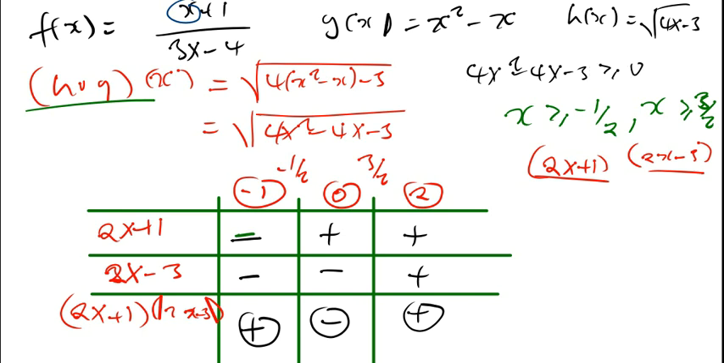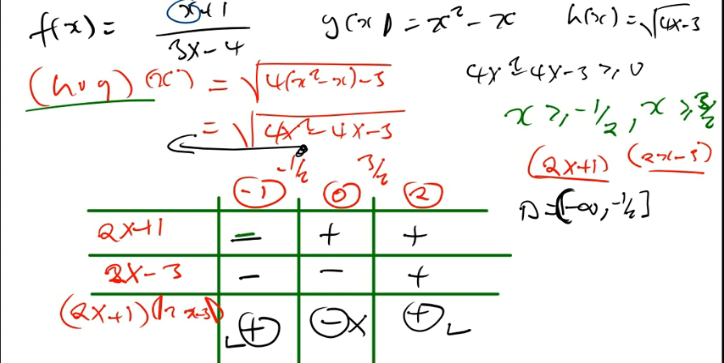This is greater than. So if it's greater than or equal to, then we are going to get the positive part. This guy and this guy, and that guy is not the answer. So then the domain in this case, we are starting from this point going to negative infinity, not included, all the way to negative half, included, union, I jump from 3 over 2 all the way to infinity, like that. That is the domain.